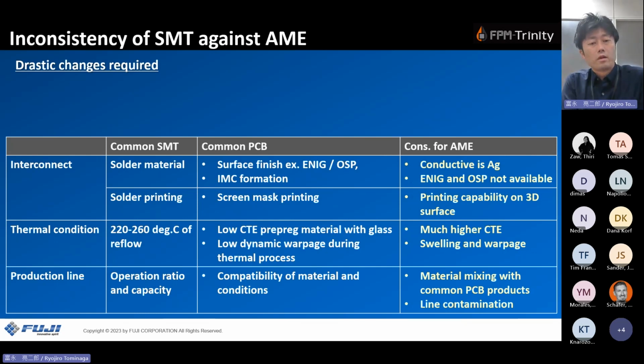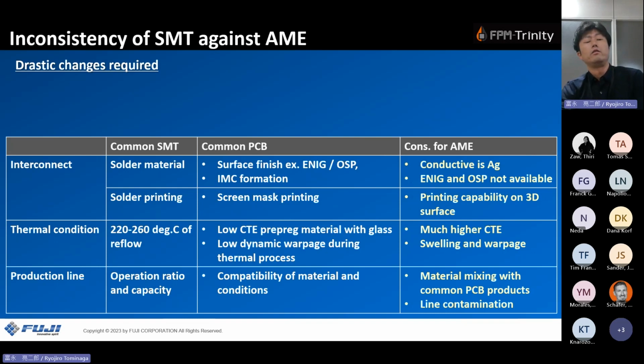In the production line, one of the important points for the manufacturing process is operation ratio and capacity. Therefore, substrates have to have some compatibility of the material and the condition. However, in the case of AME, the manufacturer's concern is material mixing and contamination and condition change. So I think that those are the inconsistencies of the common SMT process against AME.